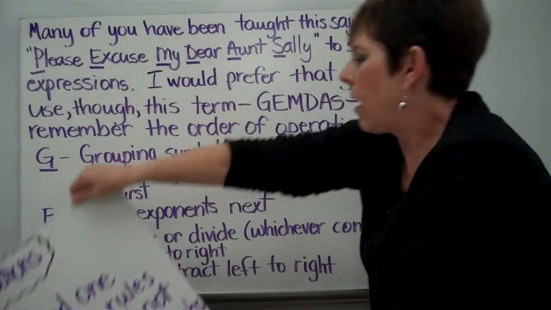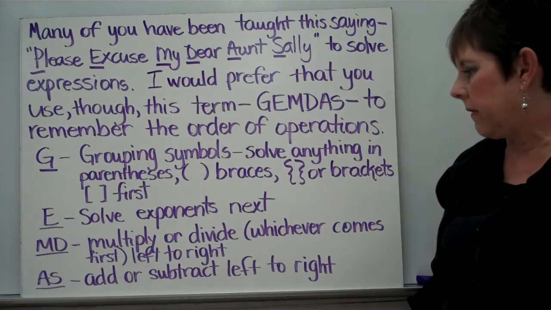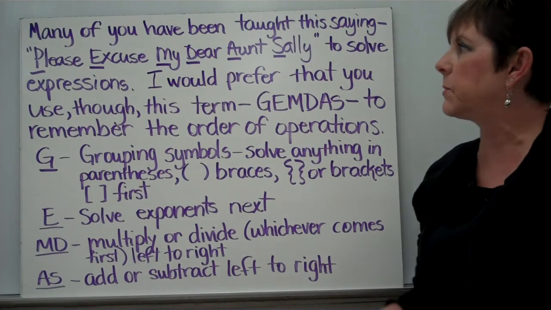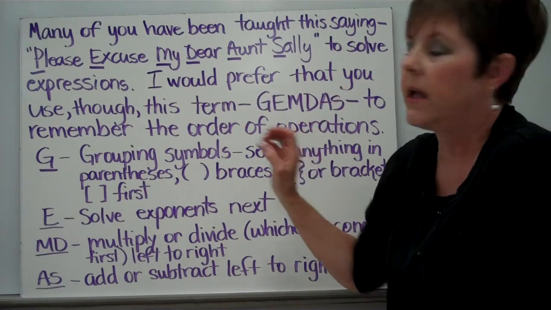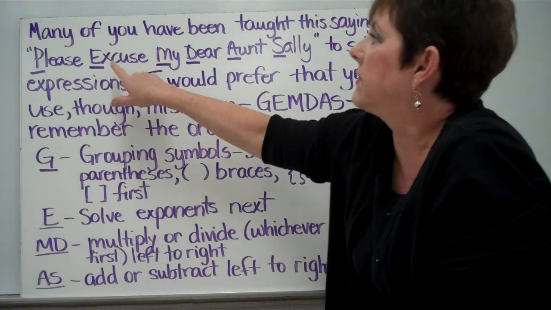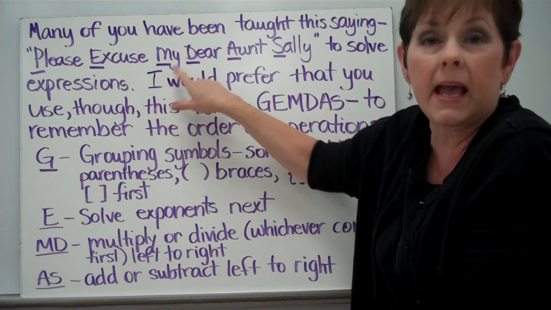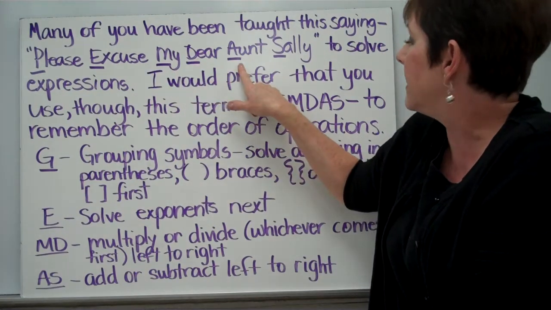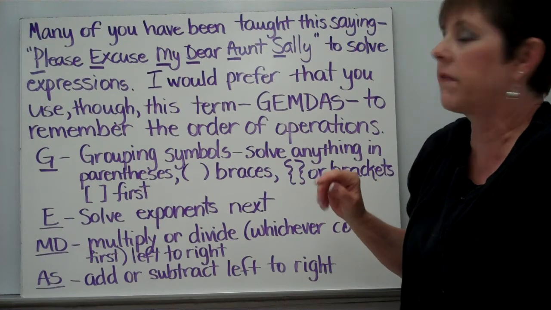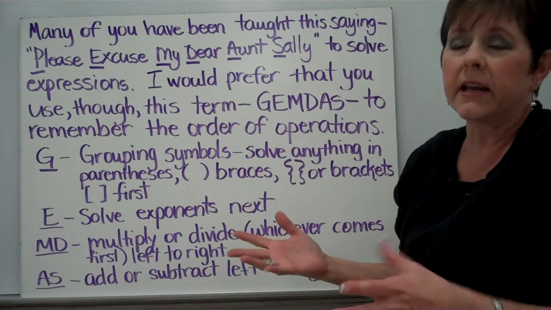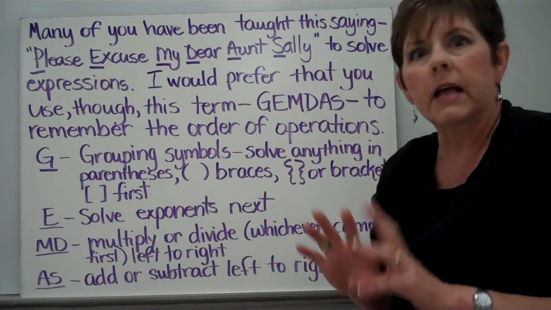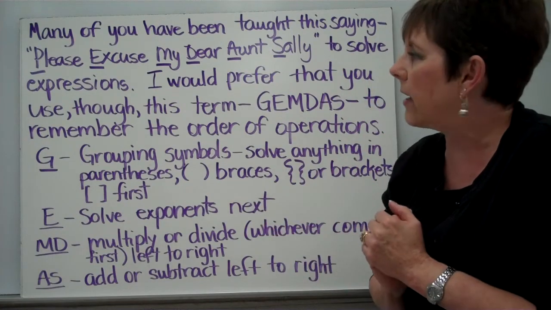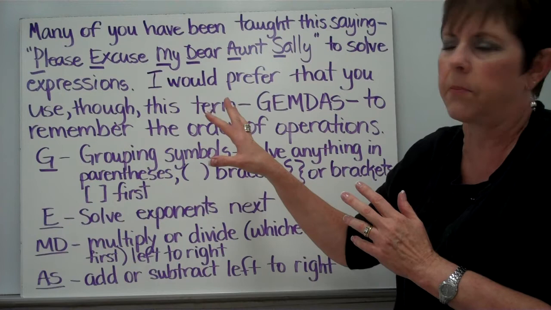All right. Well, many of you have probably been taught this particular saying, please excuse my dear Aunt Sally. And that stands for parentheses, exponents, multiplication, division, addition and subtraction to solve expressions. And that's great and everything, and it works good for younger kids, like 3rd and 4th grade, who are just learning how to do this. It works fine for them.